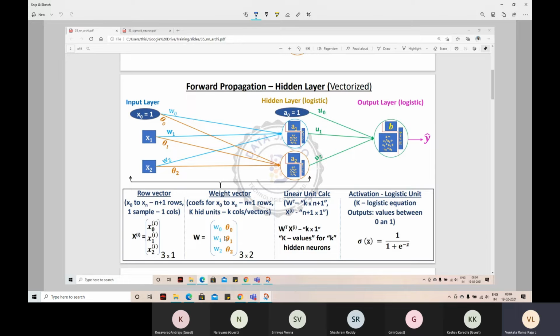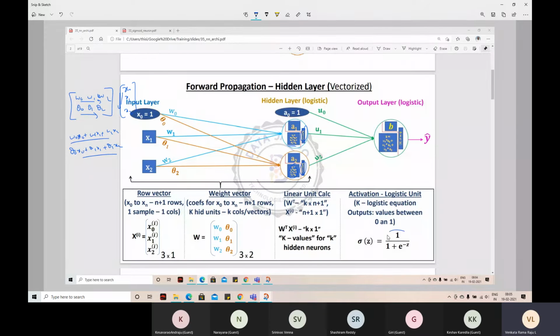So if you take this W and transpose it, what happens? It's going to be W0, W1, W2 and theta 0, theta 1, theta 2. W transpose Xi is X0, X1, X2. I'm not taking the i's there. When you multiply this row with this column, it's going to be W0 X0 plus W1 X1 plus W2 X2. This row, this column: theta 0 X0 plus theta 1 X1 plus theta 2 X2. So these are the values we need before we substitute them into the sigmoid function.